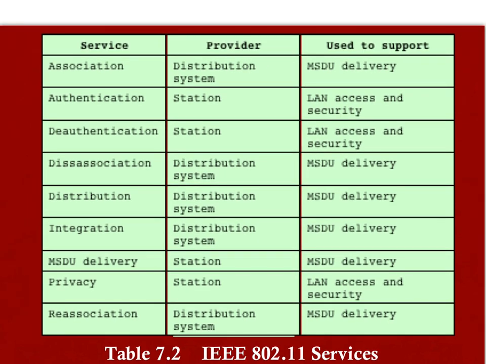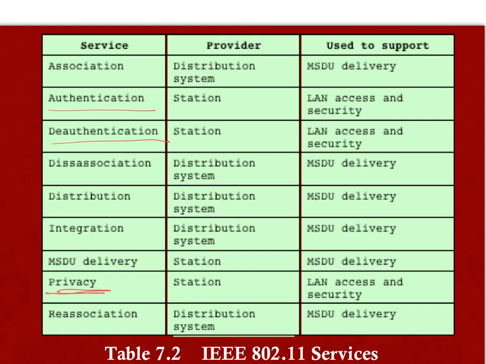So these are the services that are provided as part of the Wi-Fi standards. As we can see here, there are some functions which are specifically related to security, like authentication, de-authentication, and privacy. So these are related to security. Others are functions related to wireless transmission, but not related to security.